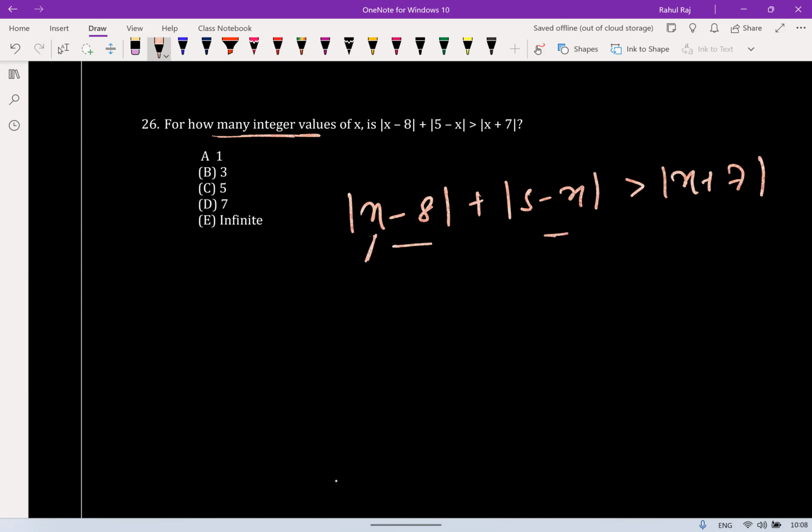So I'll just take some random value in my head. I'll take x equal to 100. 100 minus 8 is 92. 5 minus 100 is negative 95. But at the end of the day, this is all mod, so even if inside it is negative, how does it matter to me? Outside, when it comes out, it's positive only, right? So I get 92 plus 95, is this greater than 107? Yes. If I take 200, 300, 400, 500, always the LHS will be greater than the RHS, right? There is no limit to the values. Move on.